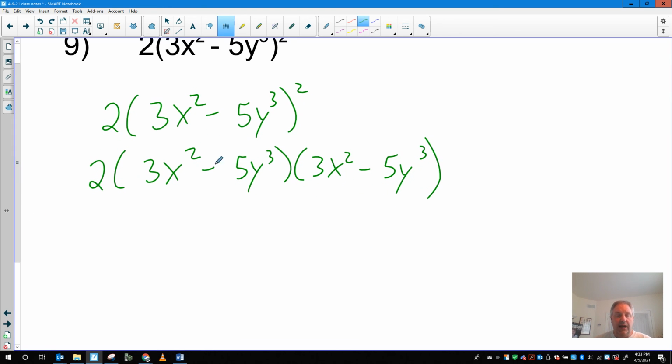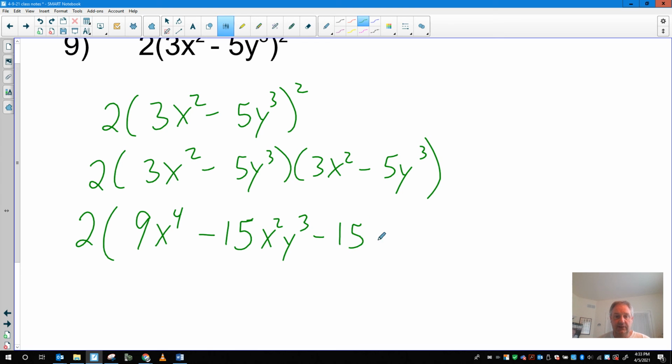So this one, I would not recommend using the formula when you have a more complicated problem with exponents and so forth. So this one, I'm just going to use FOIL. So it's 2, and then 3x squared times 3x squared gives me 9x to the fourth. 3x squared times the negative 5y cubed gives me a negative 15x squared y cubed, minus another 15x squared y cubed, plus 25y to the 6th power.